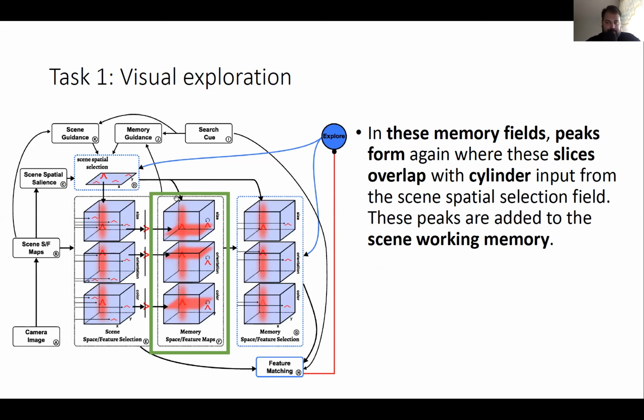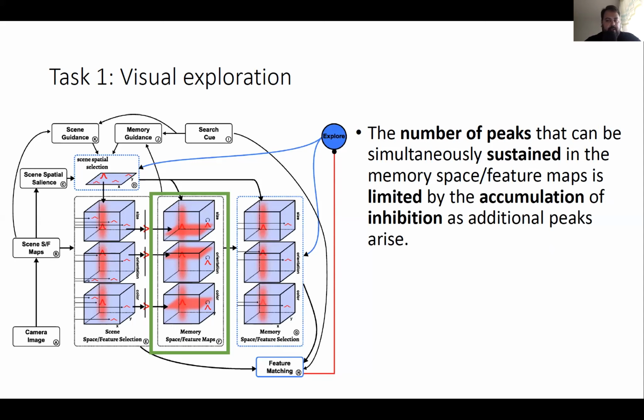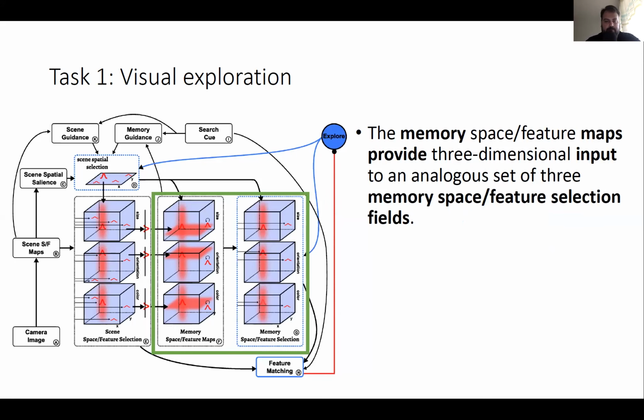It also receives a cylinder input from the currently attended location, and only at the positions in space where the slice input and the cylinder input overlap, peaks can form and be added to the scene working memory. Here also the number of peaks is limited, like previously in the spatial working memory. This is for the same reason, because we need to have a capacity limit in working memory.